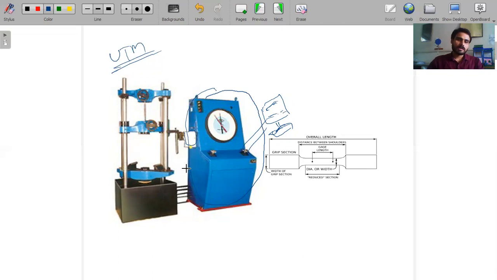Okay, and this is the sample holding equipment portion. Here, 4 pillars are generally in this setup: 2 pillars for supporting or holding the specimen, and 2 for applying load hydraulically. The hydraulic loading is applied with the help of this machine.